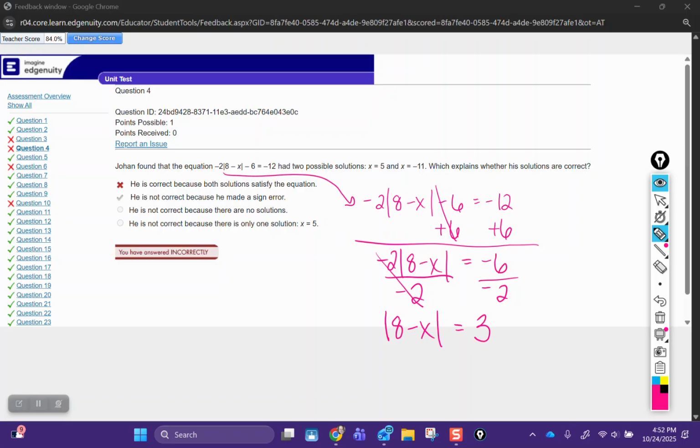He is not correct because he made a sign error. So that is the right answer. I'm just looking at what the right answer is.